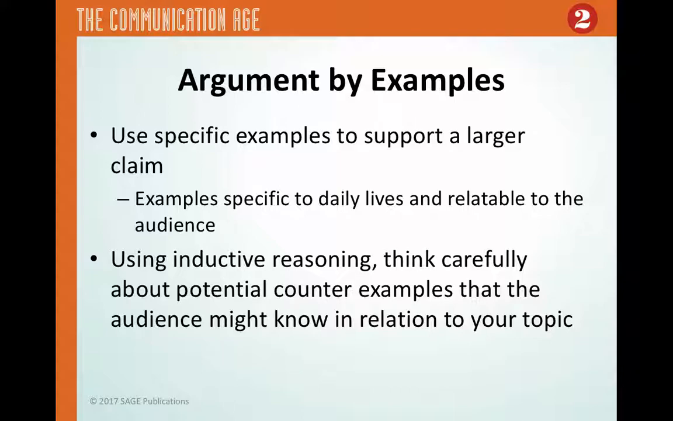You would use specific things relevant to daily lives. You want to tell people how smoking is expensive and how much it would cost them if they decided to smoke on a daily basis. How much would that cost? What are the health outcomes associated with smoking? What does the research say? And how would this relate to you? If you smoke, you're likely going to increase your chances of having these diseases and illnesses. And then again, you'd also want to include things about how I know each of you have somehow been affected by somebody that smokes. You're related to somebody that smokes. You have a relationship with somebody that smokes. You'd want to make as many examples as possible to relate to your audience and connect with your audience. And you want to use inductive reasoning. This is where you're thinking carefully about potential counterexamples that the audience might know in relation to your topic.